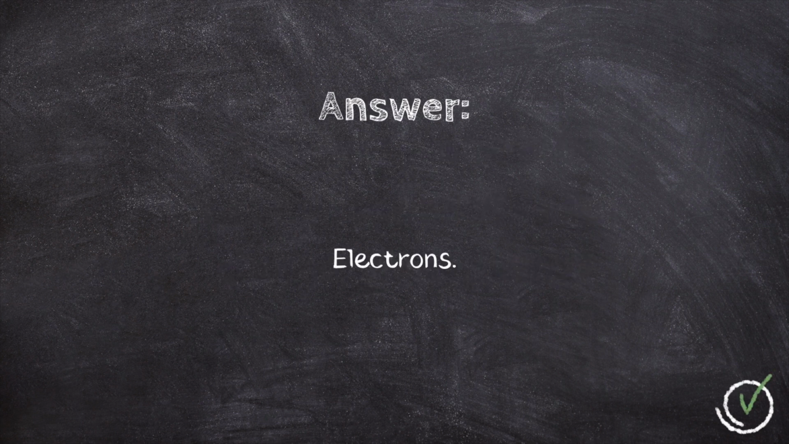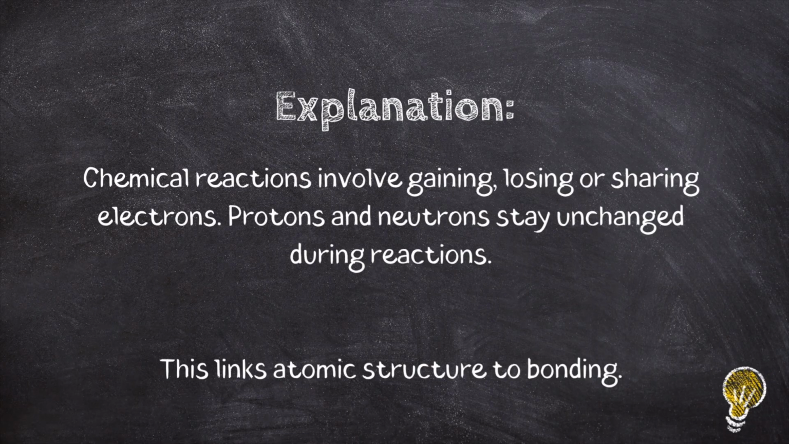The particle mainly responsible for chemical reactions is electrons, specifically outer shell electrons. Chemical reactions involve atoms gaining or losing or even sharing electrons. Protons do not change. Neutrons do not change. If protons changed, the element itself would change. That only happens in nuclear reactions. At GCSE level, chemical reactions are about electrons, more specifically, outer shell electrons.